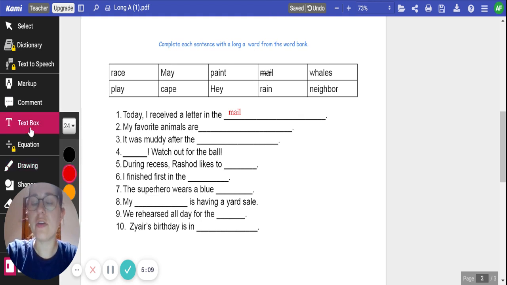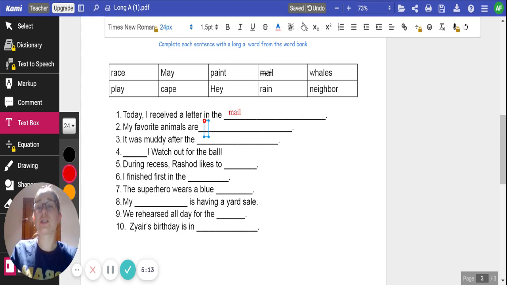Number 2, my favorite animals are, I'm going to type in whales because those are the only animals that are written in the word bank.